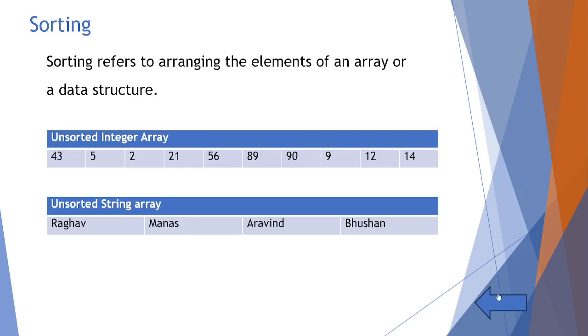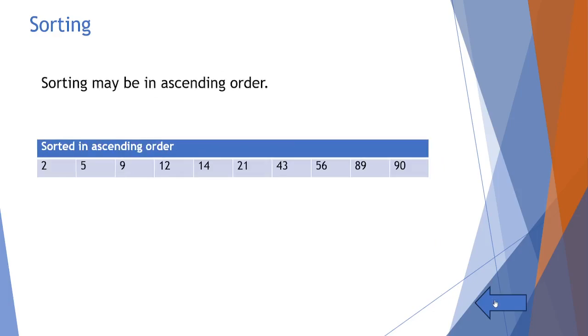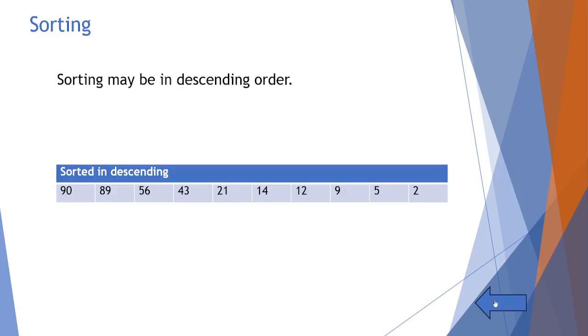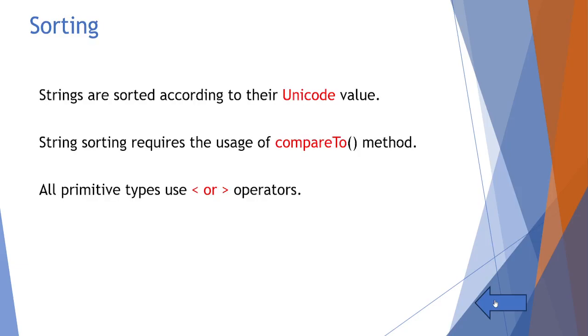This is what is arranged in ascending order, that is, smaller elements at the left side and larger elements towards the right side. It can be in descending order also, that is 90, 89, 56, and at the end 2. Now, strings are sorted according to their Unicode value and require the usage of the compareTo function, which we have discussed in binary search, and all primitive types use less than or greater than operators for comparison and swapping.